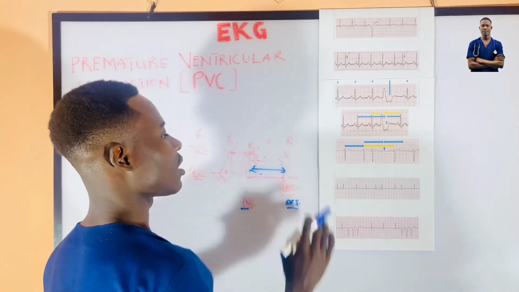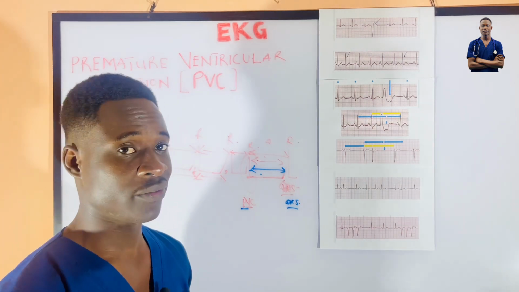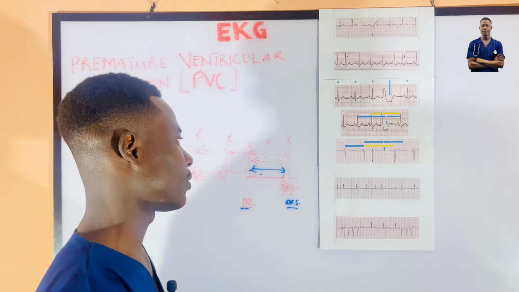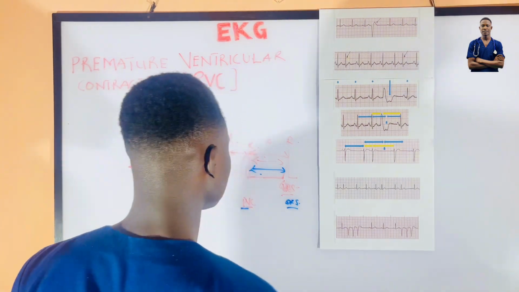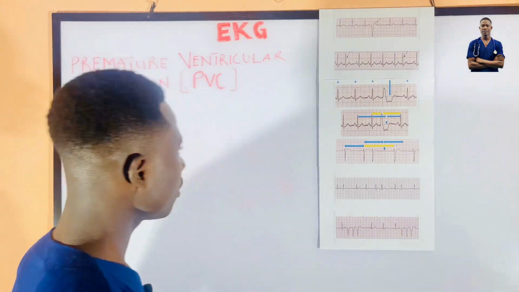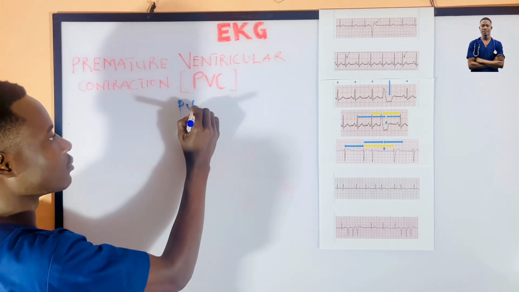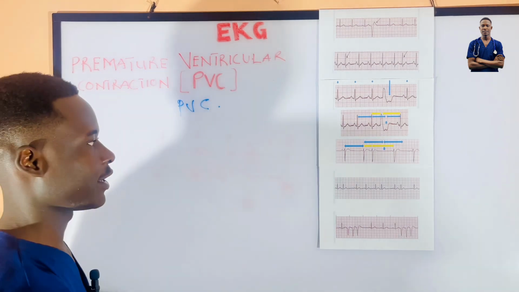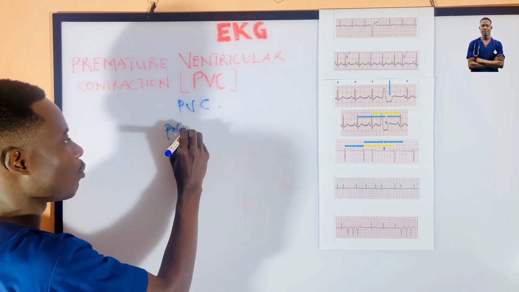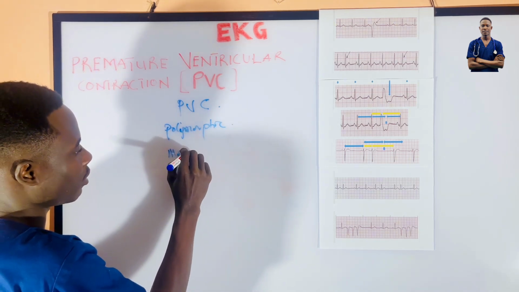Now, let's look at the classification of the PVCs, or some types. Some people can also call it types of it. Now, let's look at the PVC over here. We can get a polymorphic and monomorphic.